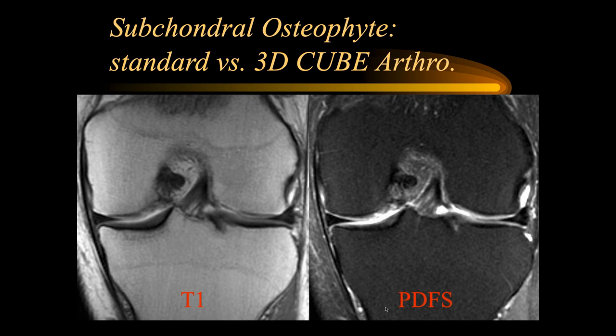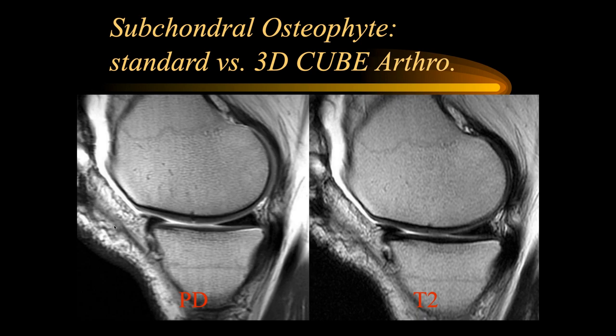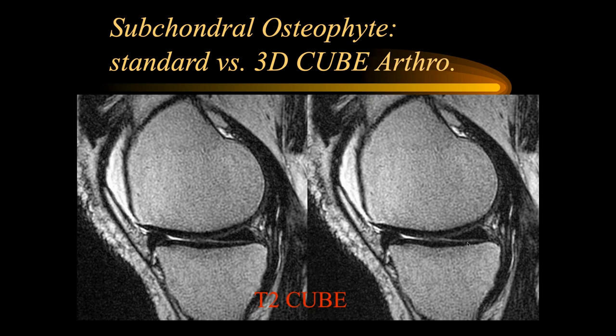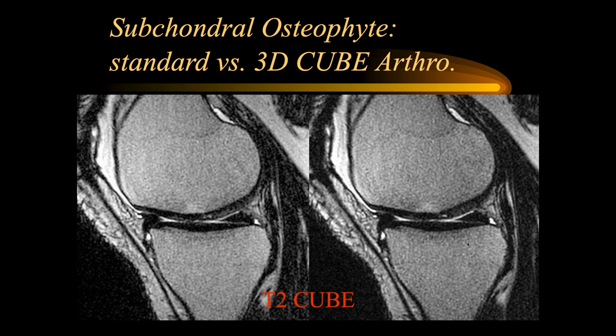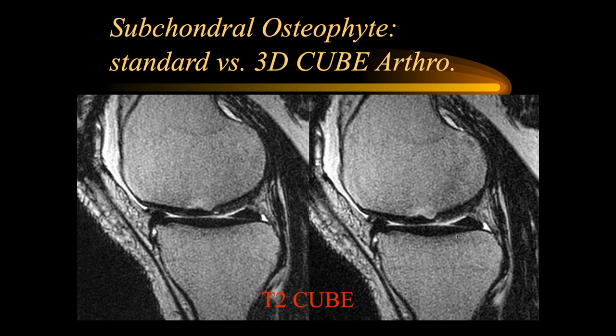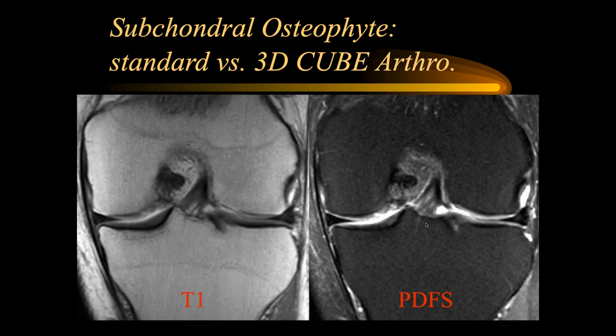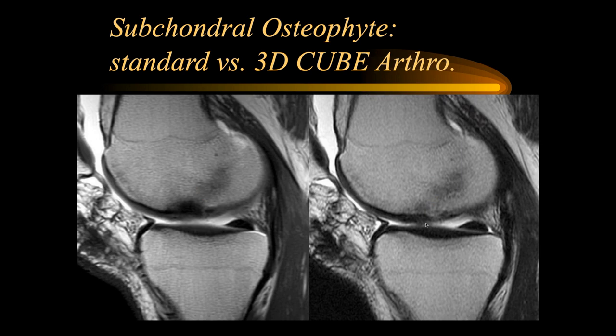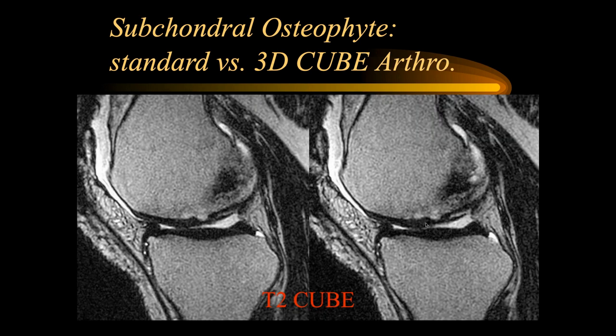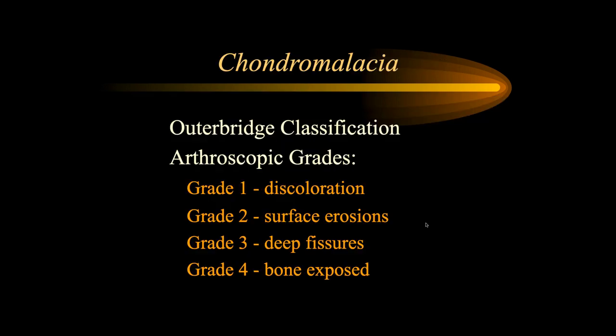Okay, here's a T1 coronal, here's a PD fat set. They're kind of thick. And here we can see also a lot of cartilage disease, but I don't really see subchondral osteophytes. Here's the PD sequence. And then here's the T2 sequence. But then if we go to the cube, the thinner cut images, and we go through this area, we can actually start seeing a subchondral osteophyte that we really couldn't see. It was right between two thicker cut images. So again, some of these smaller things you can see better with the thin cuts. It's looking at the cube.